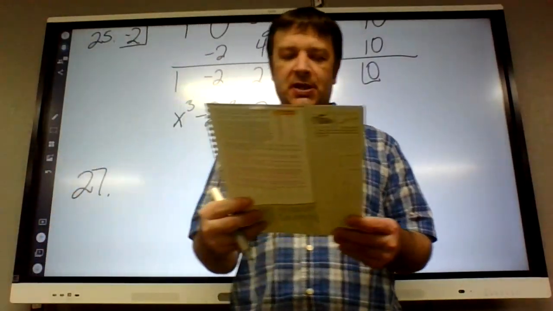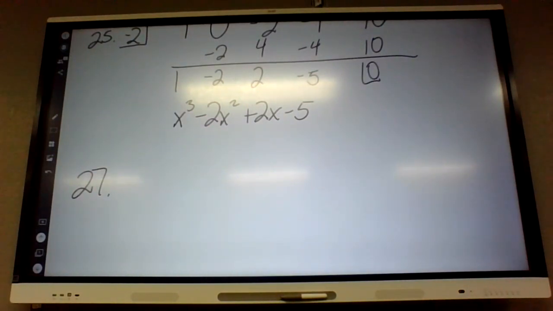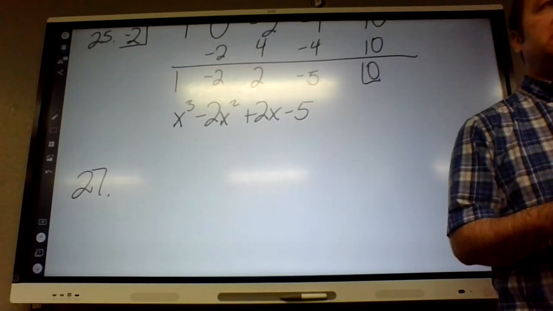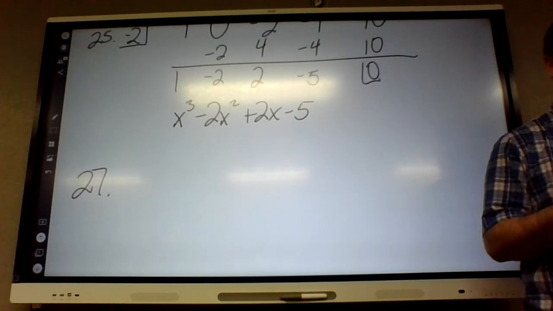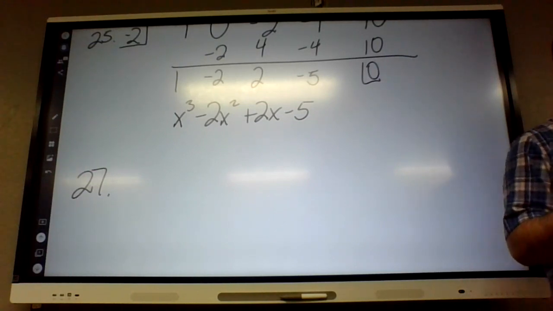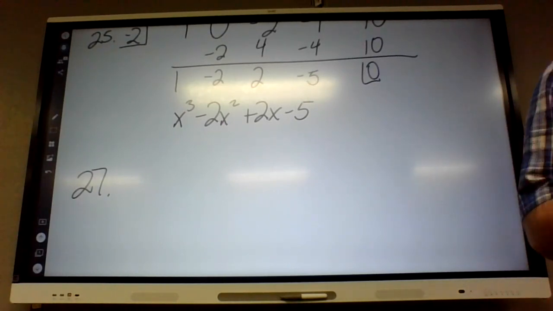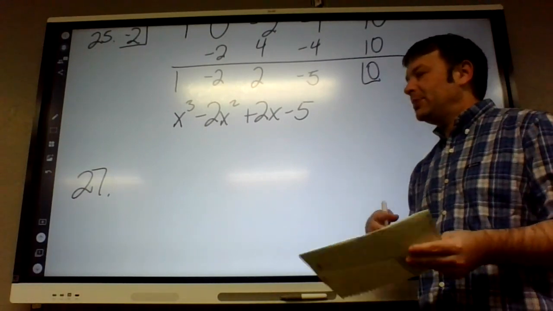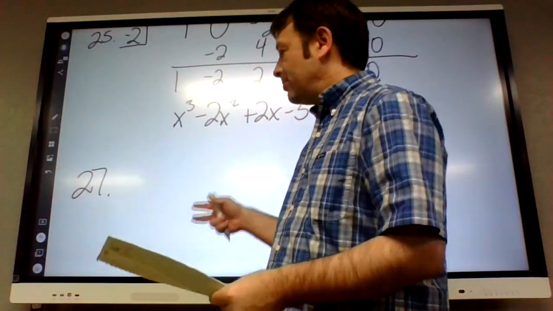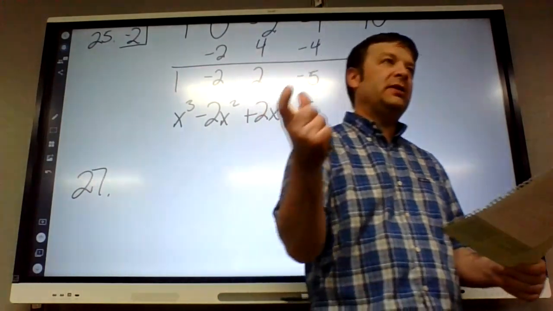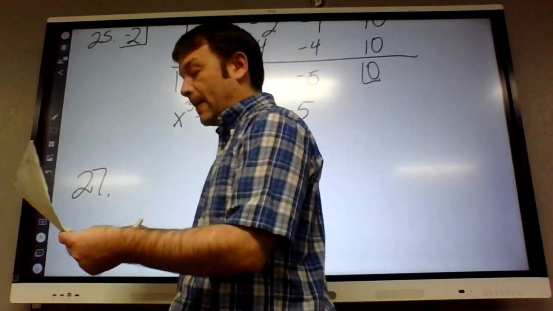Okay, 27 says use the factor theorem to determine whether x minus 1 is a factor. So how can I tell whether something is a factor or not? Like, is 4 a factor of 197? How would I know? If you divide and the remainder is 0, then yes, it is a factor. If the remainder is anything other than 0, then no, it is not a factor. So it doesn't divide evenly. Basically it's just synthetic division. If I get a 0 remainder, I'm going to put yes because it is a factor. If it's not a 0 remainder, I'm going to put no.